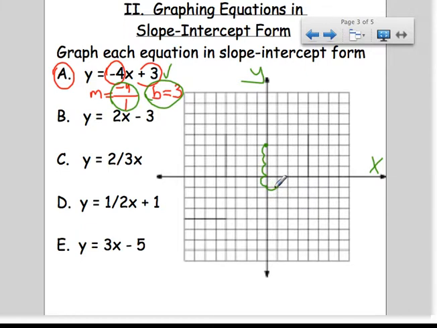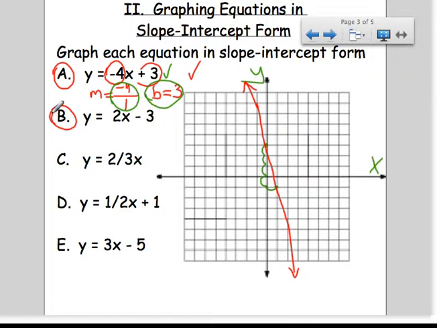If I connect those, my line is not perfect, looks like this. And so this line has the equation y equals negative 4x plus 3. That's the first one. Next one, y equals 2x minus 3.